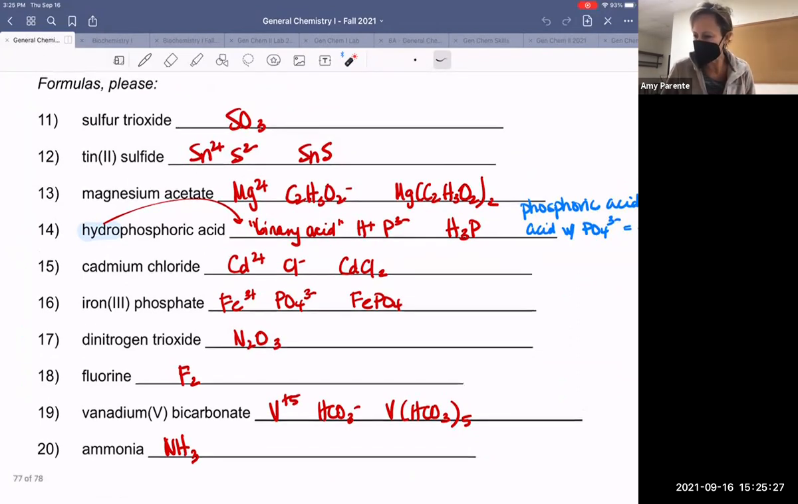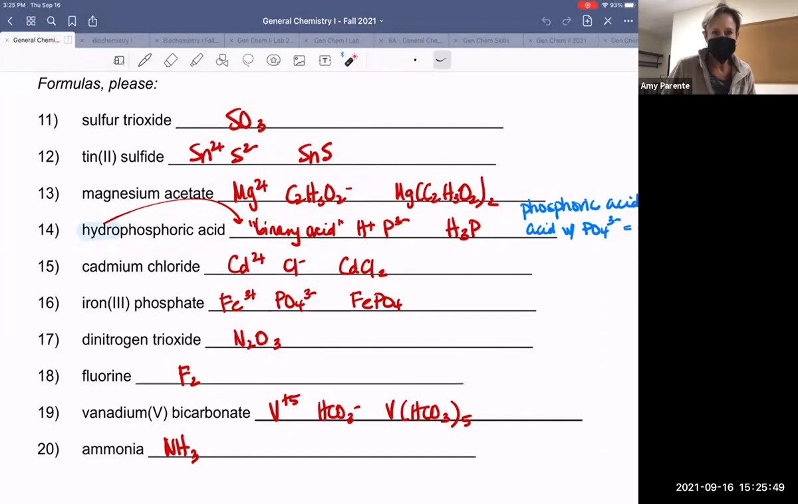So our first one here, a covalent compound, is sulfur trioxide, SO3. Tin 2 sulfide is going to be SnS. Here's magnesium acetate. Because magnesium is 2+ and our acetate is 1-, we have to have 2 of those big acetate pieces, so all of that needs to go in parentheses.